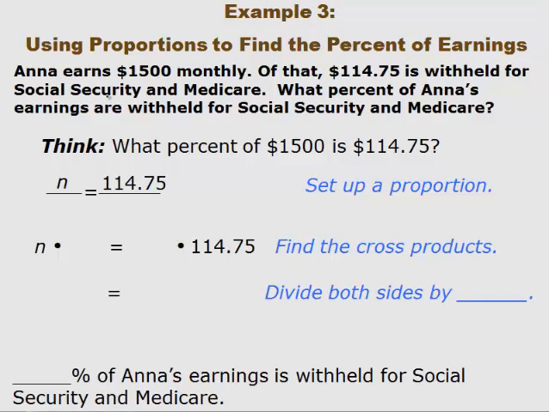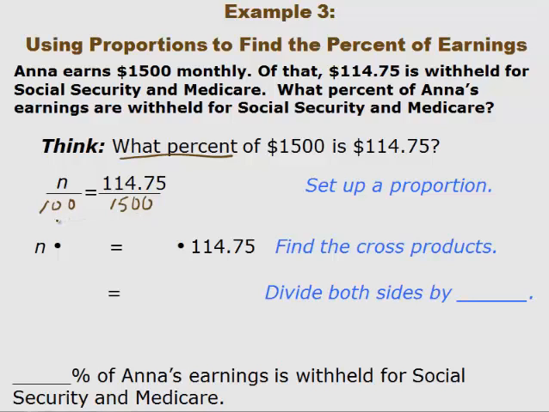Let's look at our third example. In this case, we're going to use proportions to find the percent of earnings. Anna earns $1,500 monthly. Of that, $114.75 is withheld for Social Security and Medicare. What percent is withheld? Our question is what percent? What percent means we don't know the percentage, so the unknown is going to go over the 100. Our whole is $1,500. That's the whole amount she makes per month.